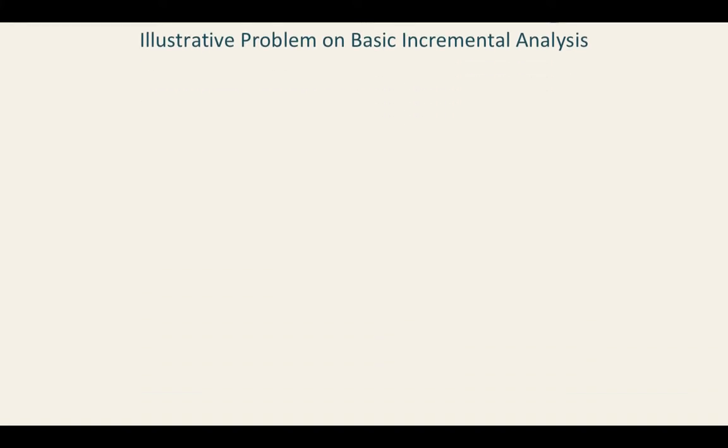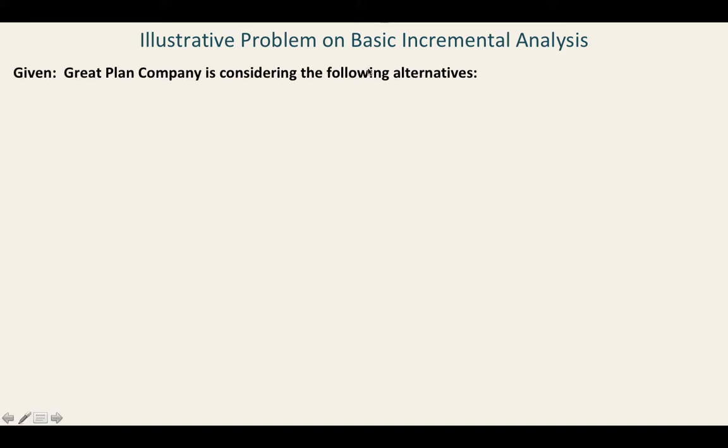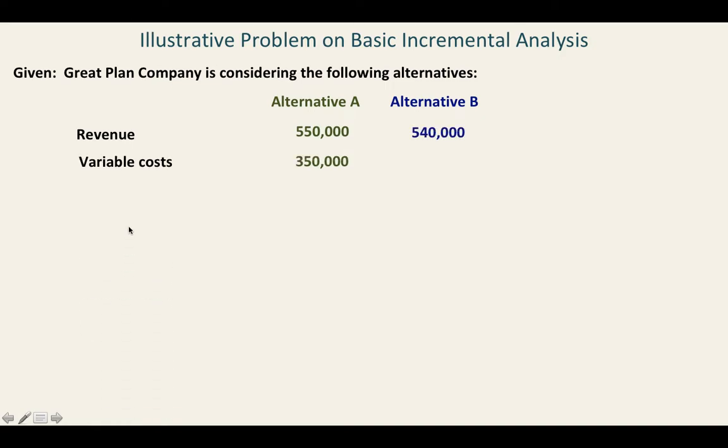Okay, let us have an illustration about the basic incremental analysis. Given Great Plant Company is considering the following alternatives. Alternative A, alternative B, and these are the data of each alternative in terms of revenue, variable cost, and fixed cost. Okay? And we are going to perform an incremental analysis.